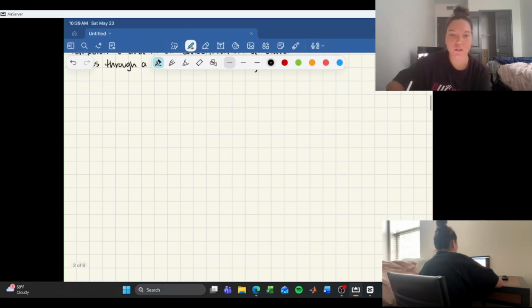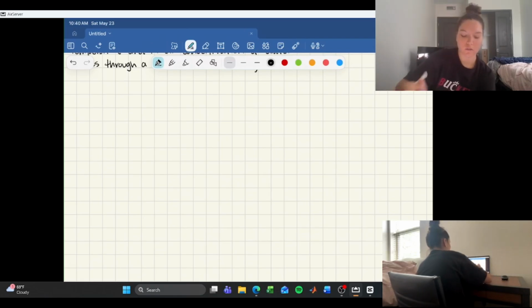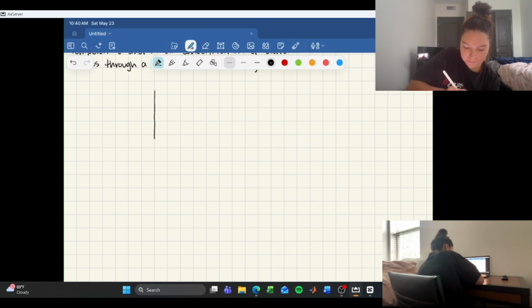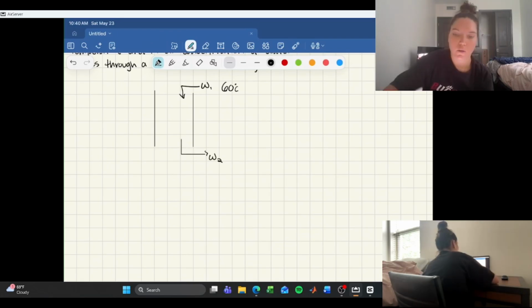So to start, let's draw the cooling tower. Okay, so we have water coming in, and let's say this is 60 degrees Celsius. Then we have water coming out. We can say this is at 30 degrees Celsius because it's water cooling, so the water coming out should be colder than the water coming in.